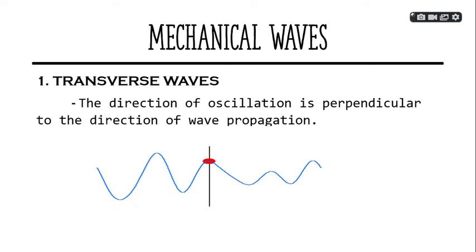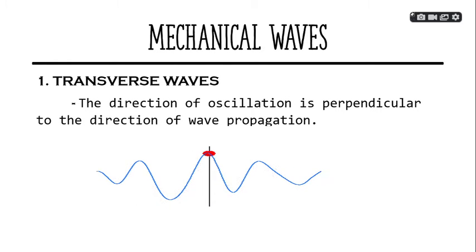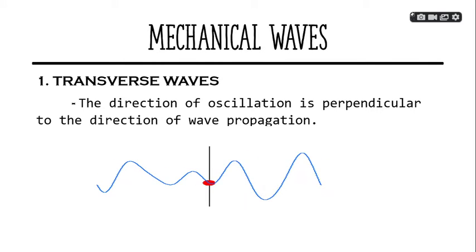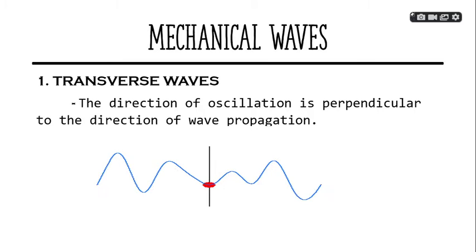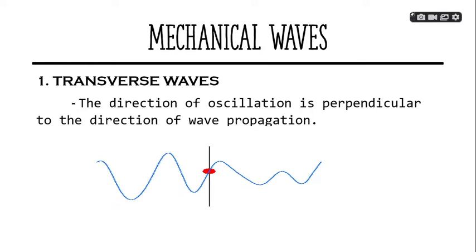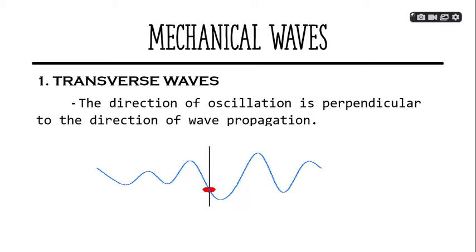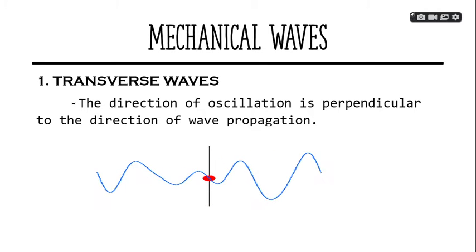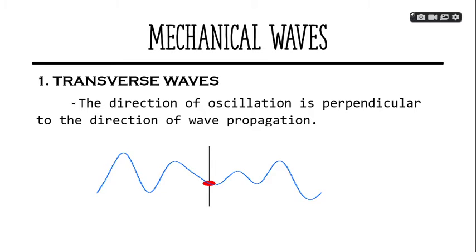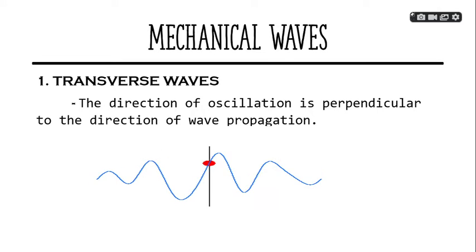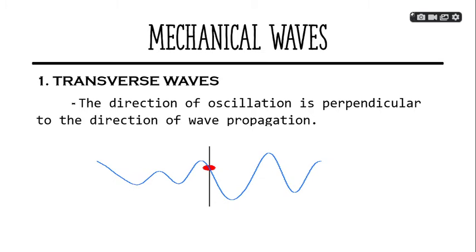So first, we have the transverse waves as the first type of mechanical waves. In this type, the oscillation is perpendicular to the direction of the wave's propagation. So take a look at the illustration below and notice the red dot or red circle at the middle of that line. What can you say about its motion?